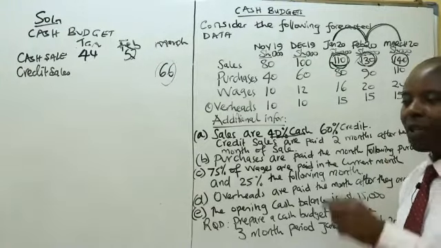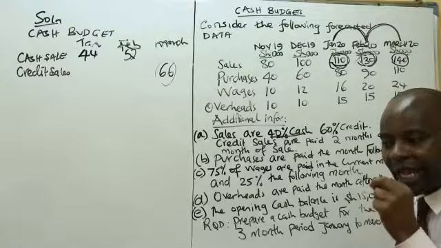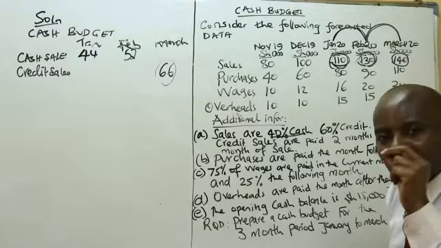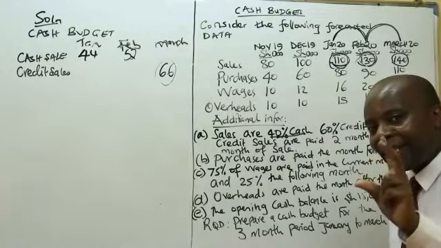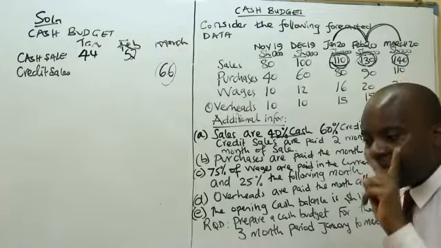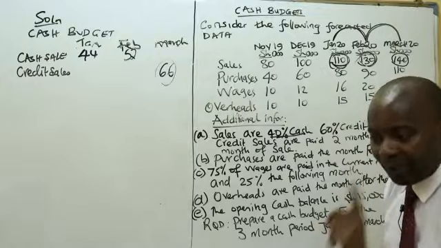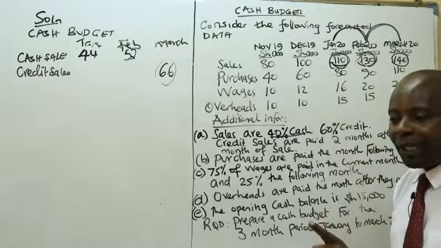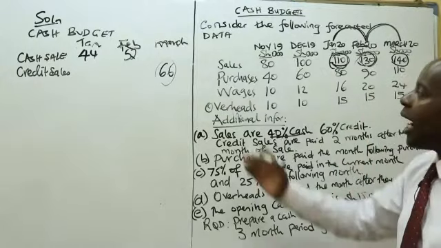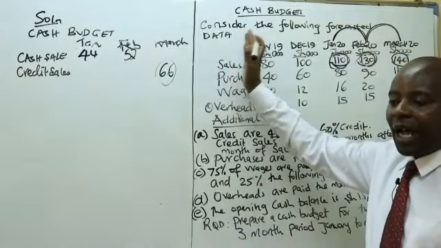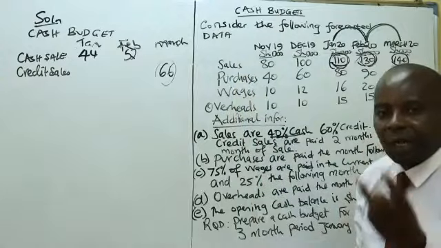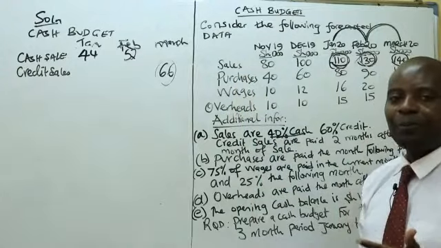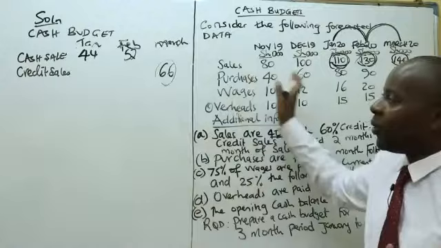Thank you very much. So when will I receive this 78? Remember, it's a credit sale and we have a credit policy of 2 months. I will receive it in April. And April happens to be outside our scope, so I'll not capture it. Our scope is January, February, and March.